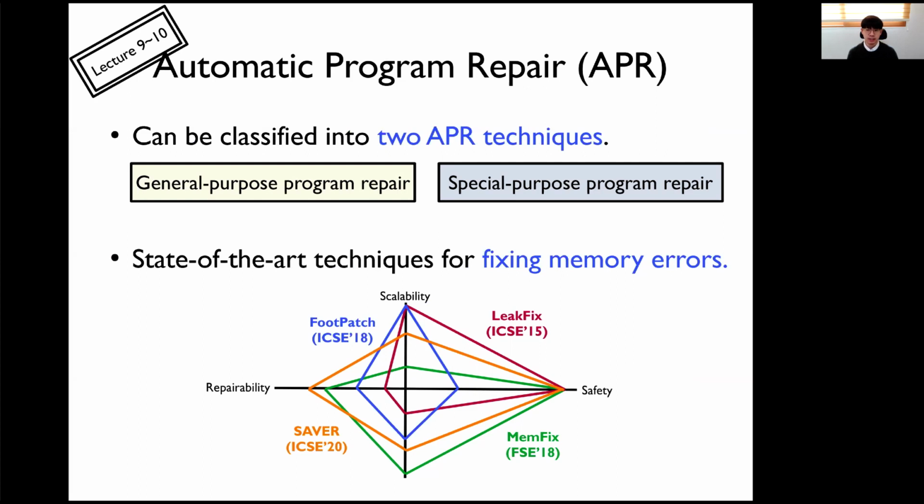And the latter technique, special purpose program repair, is specialized for fixing specific kinds of errors, while not generally applicable for fixing other types of errors. In particular, in this lecture, we focused on introducing state-of-the-art techniques such as MemFix and SAVER for automatically fixing memory deallocation errors, which is one of the most prevalent errors in practice.